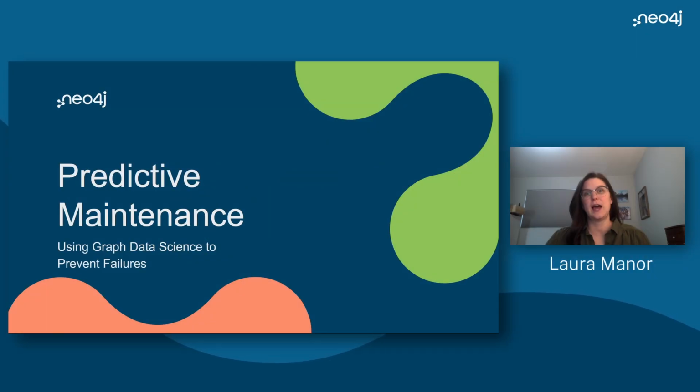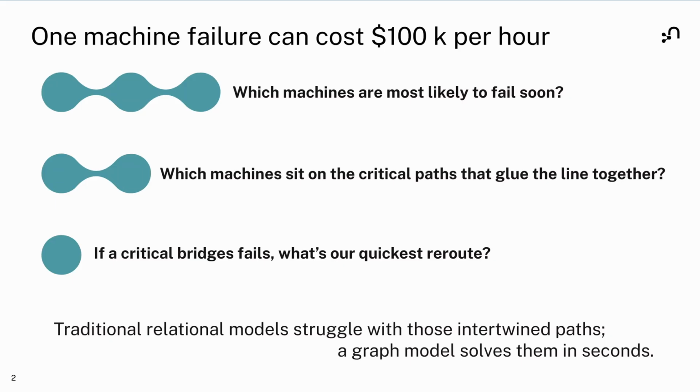Today, we'll take a look at how Neo4j Aura Graph Analytics powers predictive maintenance, catching costly failures before they have a chance to shut down the production line. A single machine failure on a production line can cost a company over $100,000 per hour.